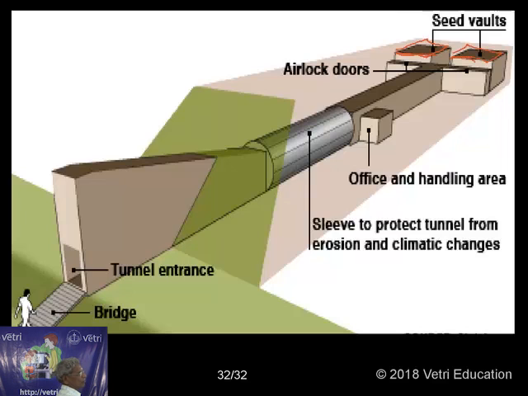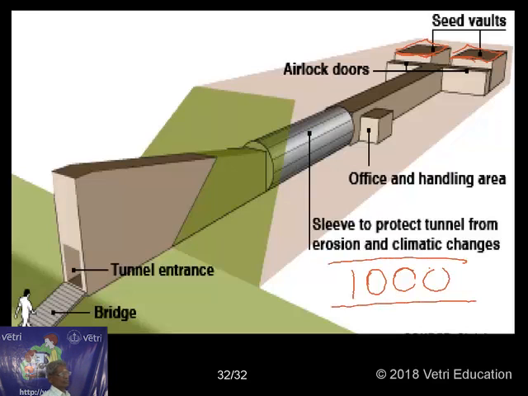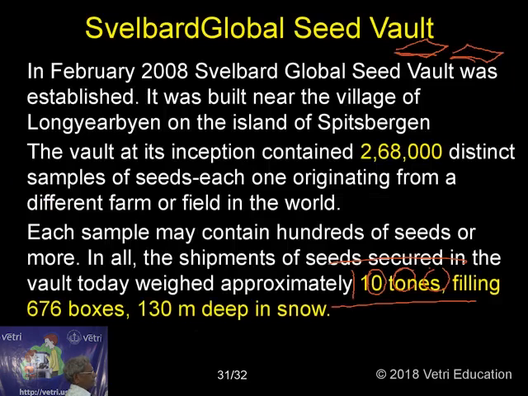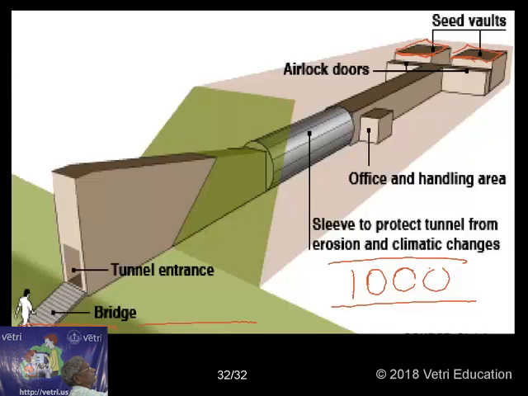And then the office. Then a sleeve to protect the tunnel from erosion and climatic changes. Their estimate is that even for 1,000 years, it will be there. No earthquake, no volcano, nothing is going to affect it. As I have just told you, it's about 130 miles, sorry, it should be meters, 130 meters deep in the snow. And 676 boxes are there. So, this is a method for preserving the seeds.